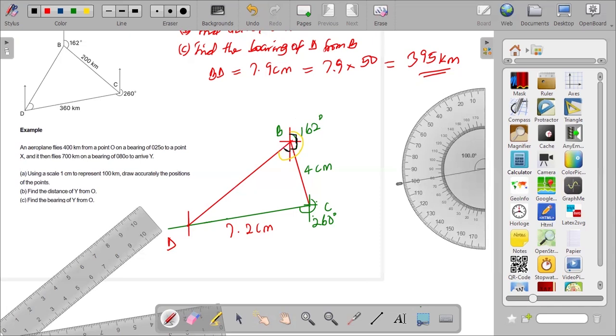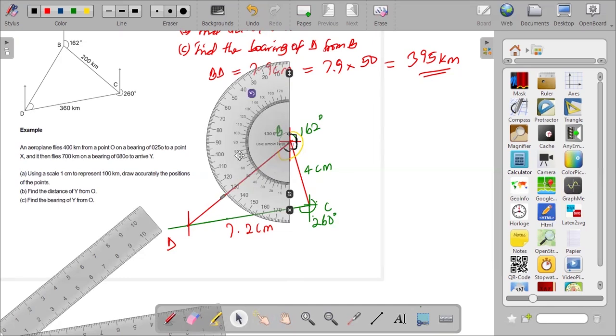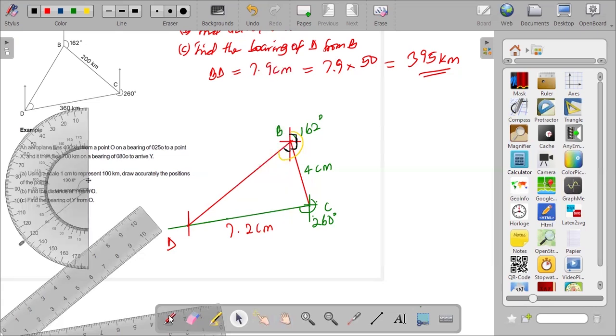We will get this inner angle, then add it to 180. That will give the bearing of D from B. Place your protractor like this, then shape this to lie on this line. That is 50 degrees. Now 50 degrees plus 180 is 230. So the bearing of D from B is equal to 230 degrees.